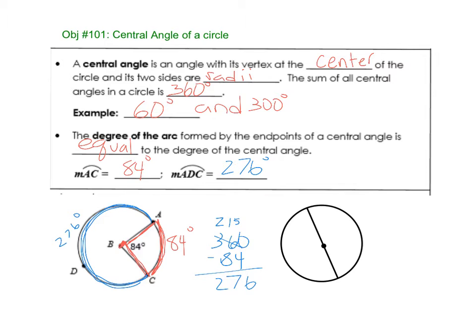So now, what would be the arc length of a diameter? So let's say I have A, O, and B. What would AB equal, the measure of that? Well, that's half a circle. Half a circle, half of 360 is 180. Okay.